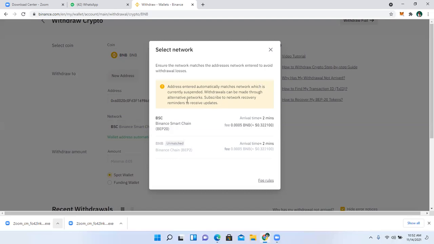Withdrawals can be made through alternative networks. Subscribe to Network Recovery Advice to receive updates. So what it means now is that withdrawal on the Binance Smart Chain from Binance is suspended at the moment. You can't really withdraw at this moment, right? It happens sometimes with Binance. So they're telling me that I can use an alternative network to actually withdraw. But most times it's fine. This happens just once in a while.